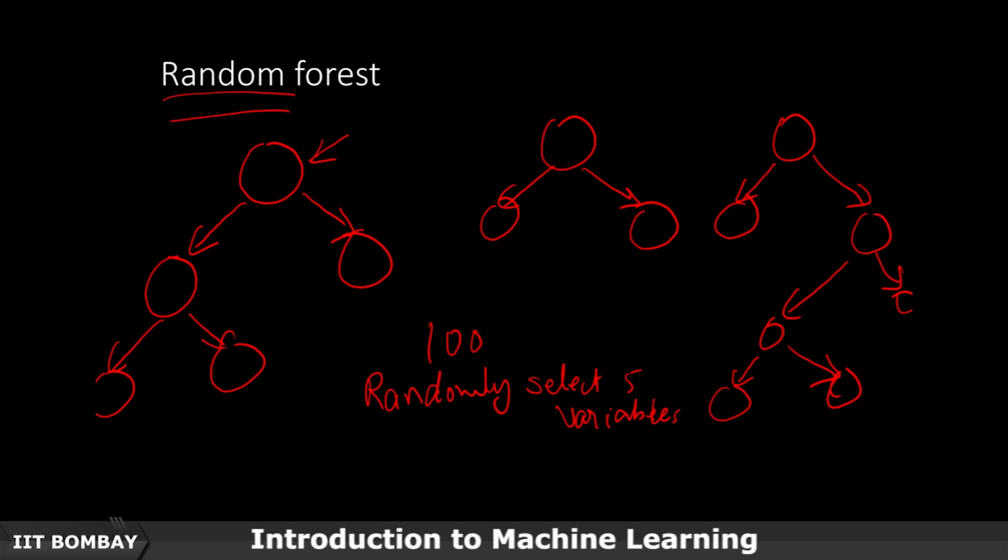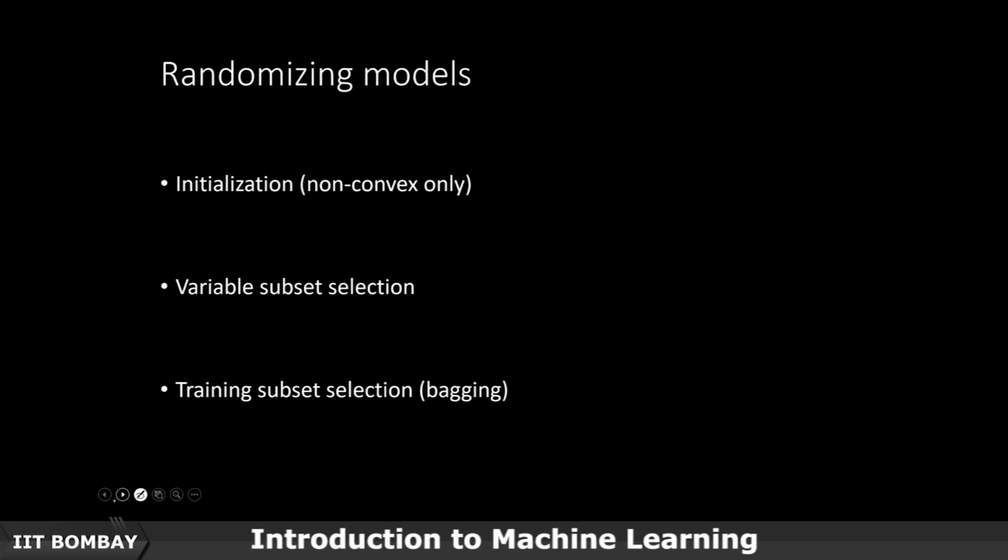So this brings us to the new topic, that how can we randomize models so that we can ensemble them better. So obviously one of them in random forest is to randomize the variables on which we will split each node, and it happens at each node. So variable subset selection, that is randomized, which is the case in random forest.